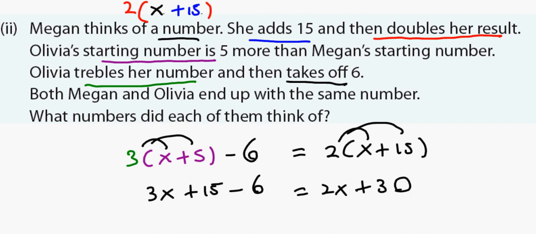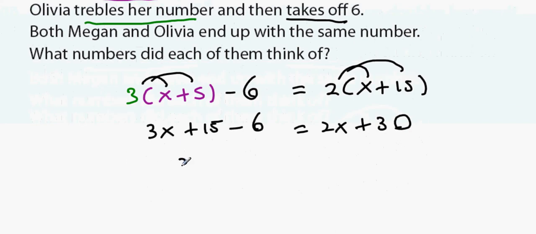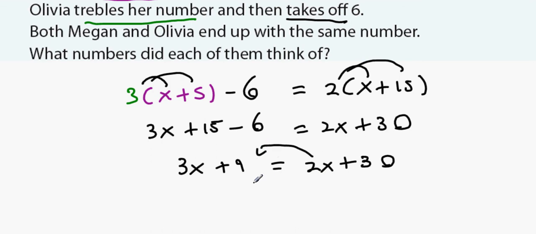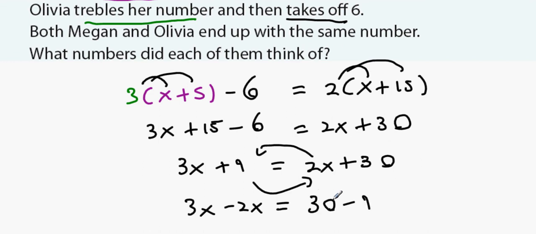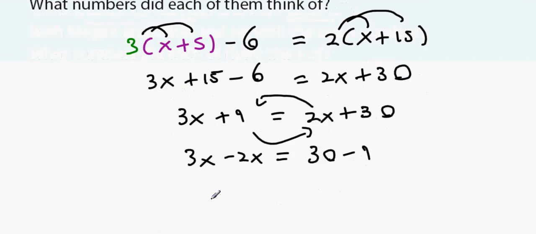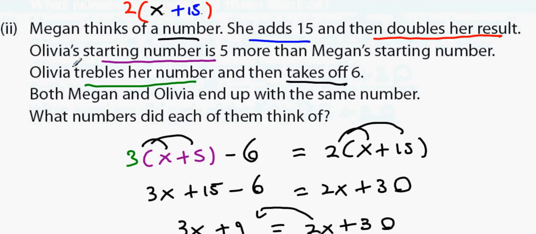And then what's going to happen is we're going to get 3x plus 9 equals 2x plus 30. We're going to bring the 2x over one side and the 9 over the other. So we're going to get 3x minus 2x, and that is going to equal 30 minus 9. x equals 21.